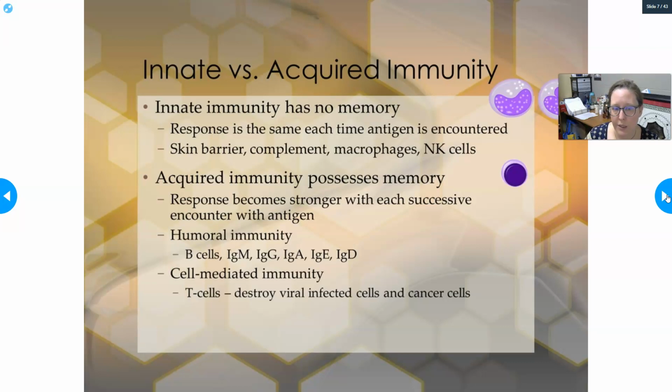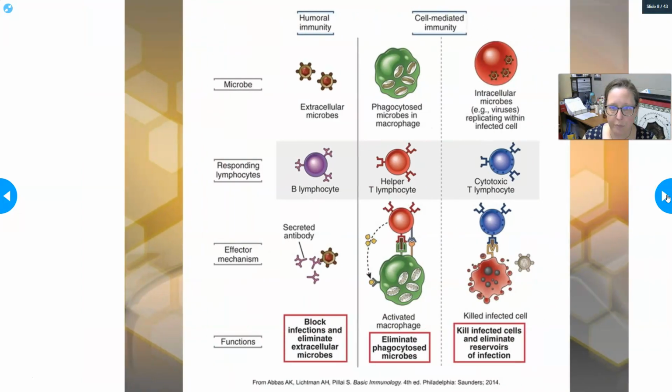The acquired immunity is usually humoral immunity. So B cells produce antibodies, and those antibodies are going to be IgM, IgG, IgA, IgE, and IgD, depending, of course, on the need of the body. Cell-mediated immunity, which also, again, is specific and has memory, is going to be your cytotoxic T cells that destroy virally infected cells and cancer cells.